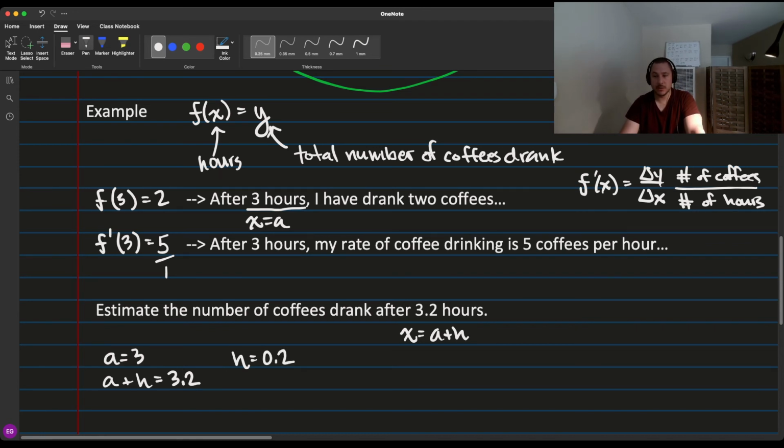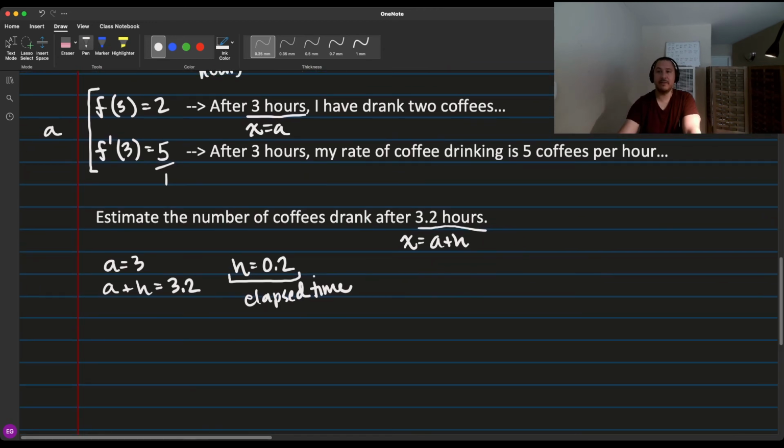Does that make sense how I found those two? The information that gives you the derivative is going to tell you what a is. My a is 3. The new time is 3.2 hours. h is the elapsed time between the two of them. Now, why am I identifying all this?